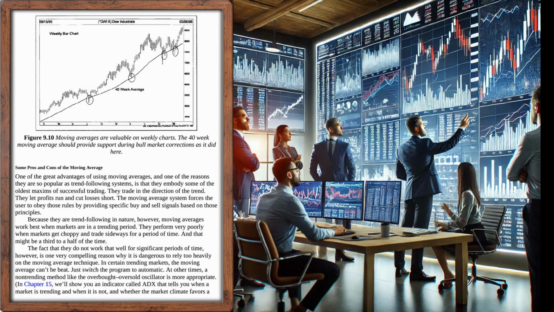They let profits run and cut losses short. The moving average system forces the user to obey those rules by providing specific buy and sell signals based on those principles. Because they are trend-following in nature, however, moving averages work best when markets are in a trending period. They perform very poorly when markets get choppy and trade sideways for a period of time, and that might be a third to a half of the time.